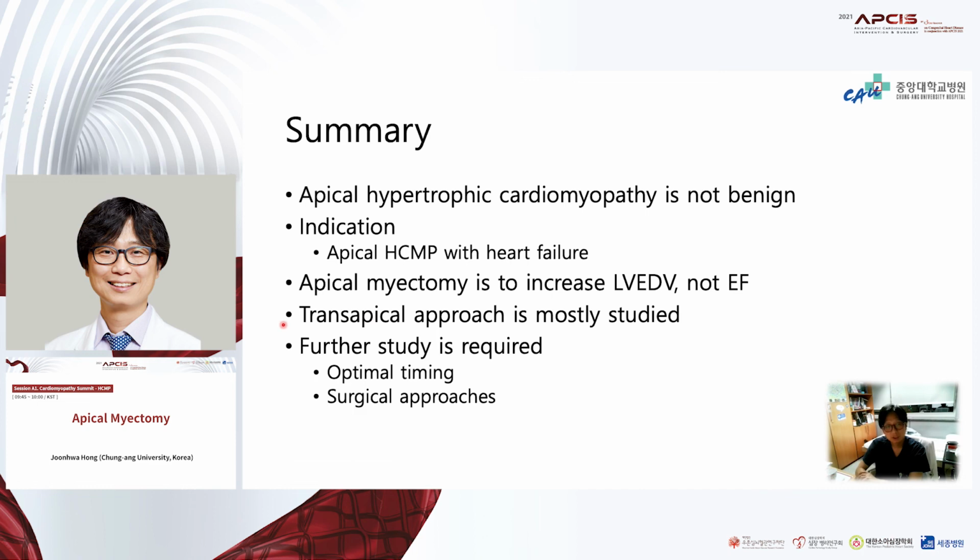To resect apical hypertrophy, the transapical approach is mostly studied so far, but as I showed you before, other approaches are being tried. And I don't think we know much about apical hypertrophic cardiomyopathy and apical myectomy surgery. So I think further studies are required about the optimal timing of surgery and optimal surgical approaches as well.